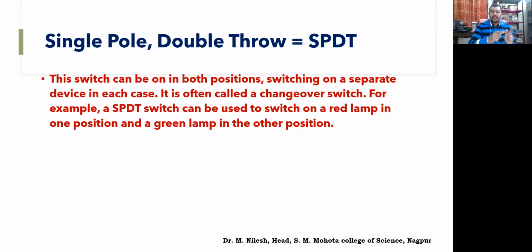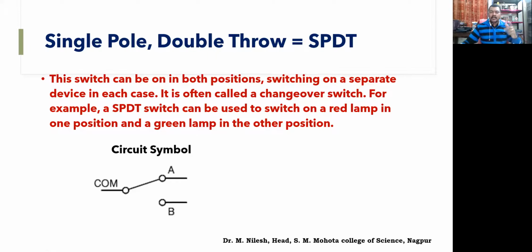For example, an SPDT switch can be used to switch on a red lamp in one position and a green lamp in the other position. But it is going to switch on something, right? At any of the positions, it's going to switch on. It's not going to break the circuit. So it is called a single pole: a single wire is coming in, and it has two throws. One will switch one circuit on, the other will switch the other circuit on, and it looks like this.